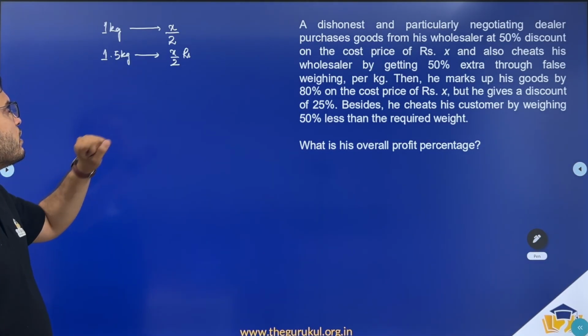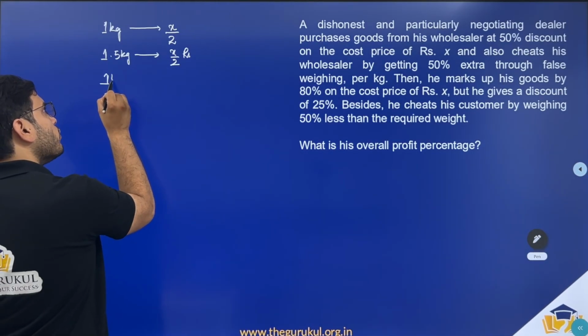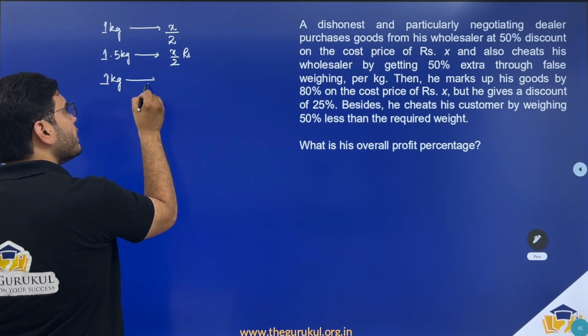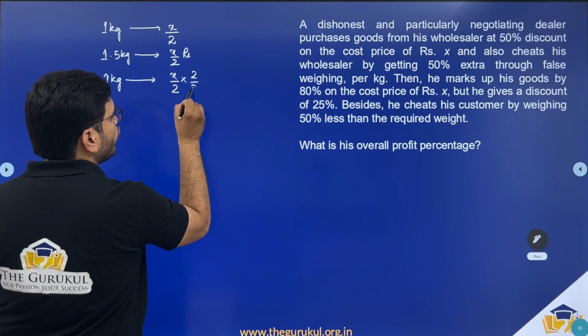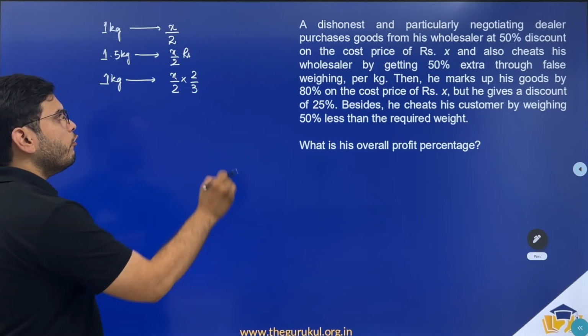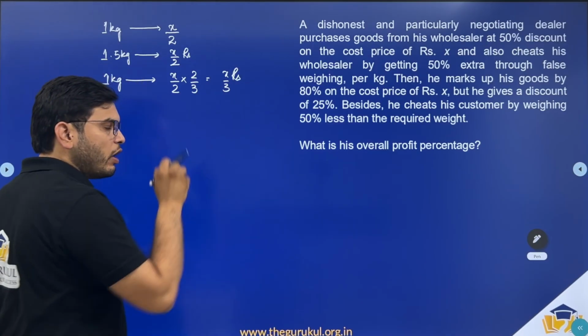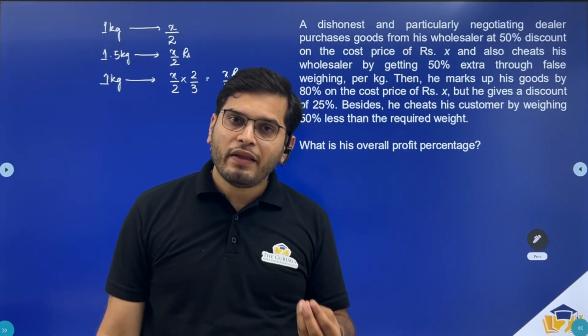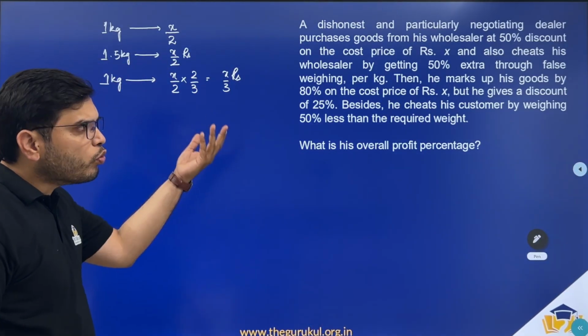So if he is purchasing 1.5 kgs for X by 2 rupees, what would be the actual cost incurred to purchase 1 kg of rice? That would be X by 2 into 2 by 3, which is nothing but X by 3 rupees. So effectively he'll be paying X by 3 rupees to purchase 1 kg of rice, or goods.